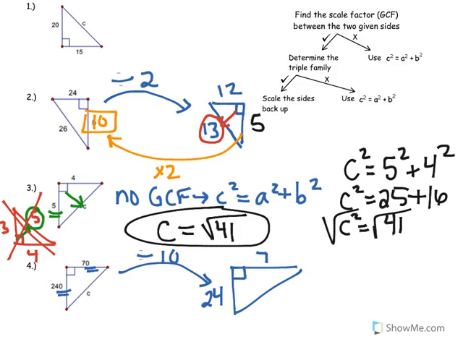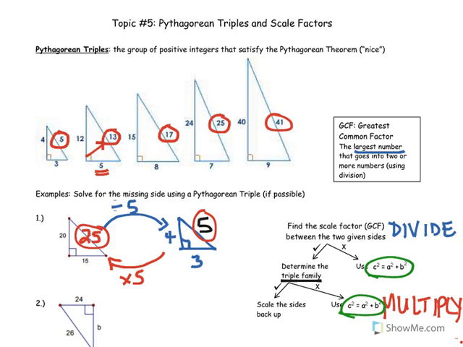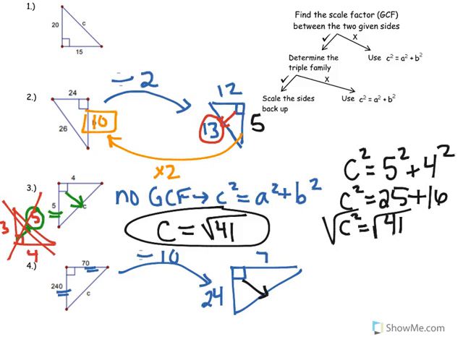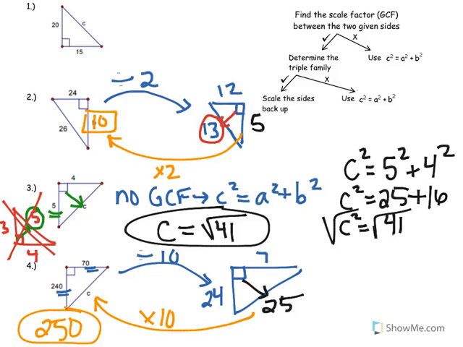Is there a triple where the legs are 7 and 24, and we need to know the hypotenuse? So looking back, here are my legs, 7 and 24, and the hypotenuse is 25. So I know that this side length here has to be 25, and then I can take that and scale it back up. So if I divided by 10, I'm going to now multiply by 10. 25 times 10 is 250. And there's my answer, okay?